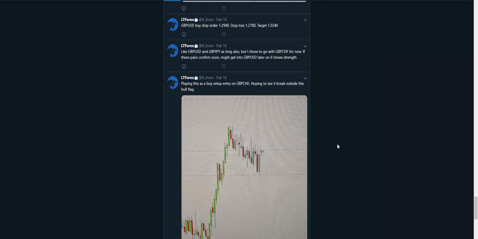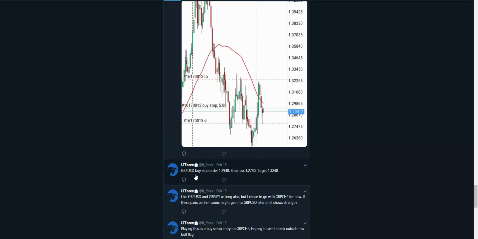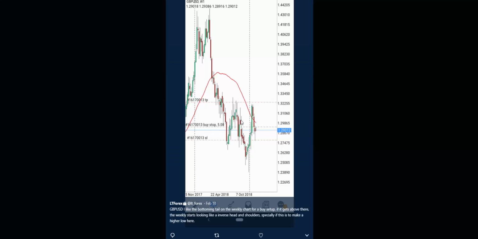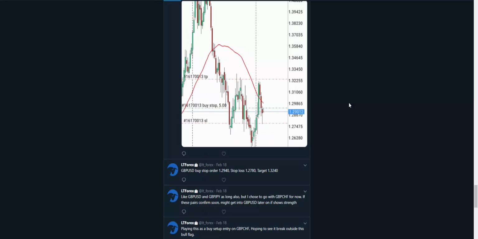And then we also did the pound dollar, right? You can see here, pound dollar long. Here's the entry, here's the stop, and I gave the exact setup that I'm looking to do personally here. So this was on a weekly chart, a little buy setup after a strong move. This was our entry order. This was our stop loss order, and then this was our target order, which was a fantastic trade.